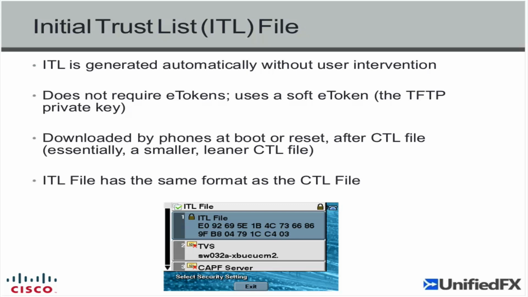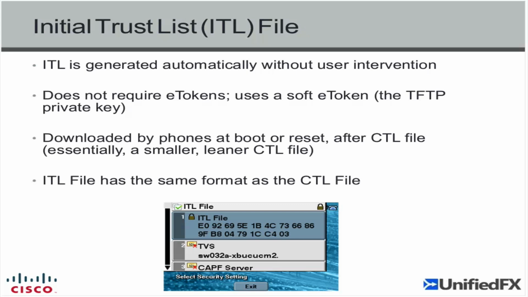From next time onwards, it is similar, synonymous to CTL but not CTL. The phone is only going to trust what is there in the ITL file. It is not going to trust anything beyond it. So again, ITL is a leaner version of CTL. It is not CTL. Why? Because ITL is created using built-in soft tokens. And the major difference is that ITL is there for security by default, that is, the endpoint should be able to trust call manager and vice versa.